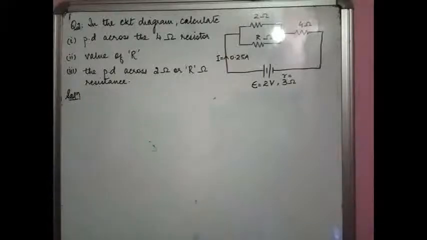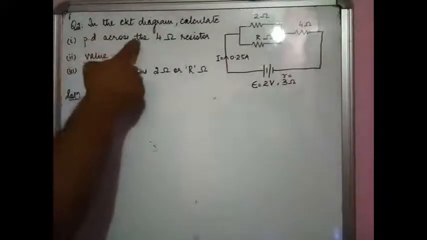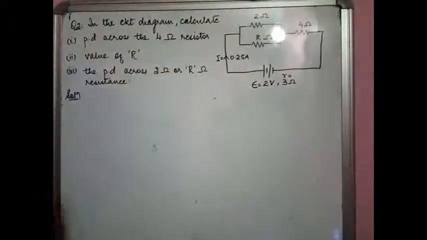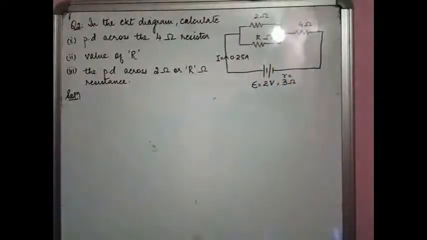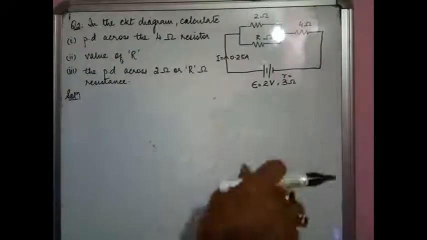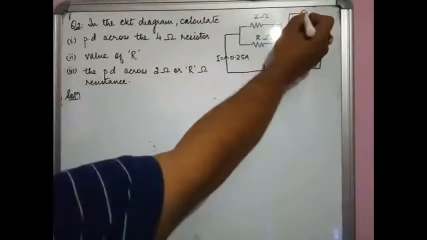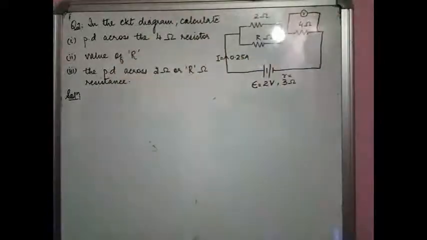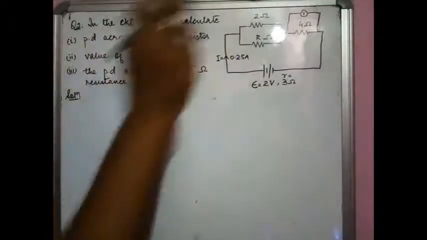Okay, so what is being asked? Number 1, the potential drop across the 4 ohm resistor. Okay, where is the 4 ohm resistor? This is the 4 ohm resistor. We have to find the potential drop. That means the voltage drop. That means in lab, if we were asked the same thing, then we would have connected a voltmeter like this. We would have connected the voltmeter across the 4 ohm resistor if we want to get the potential drop across that 4 ohm resistor.